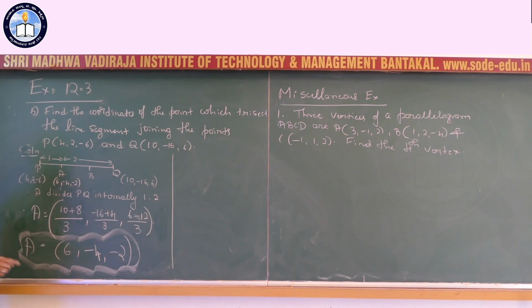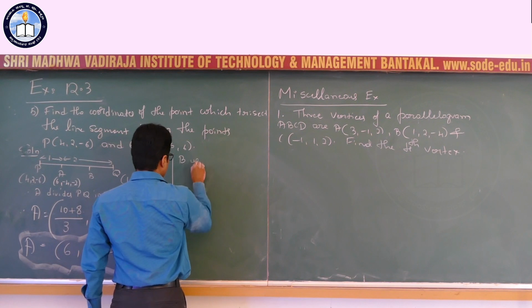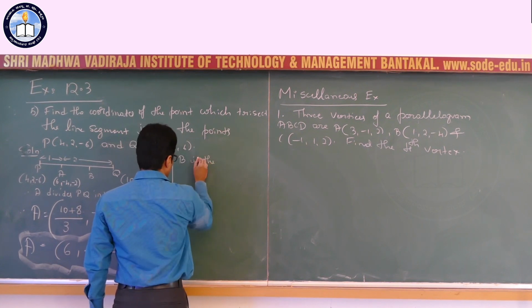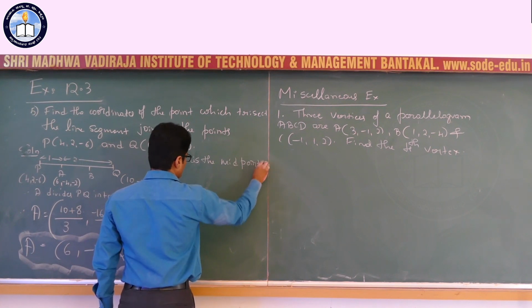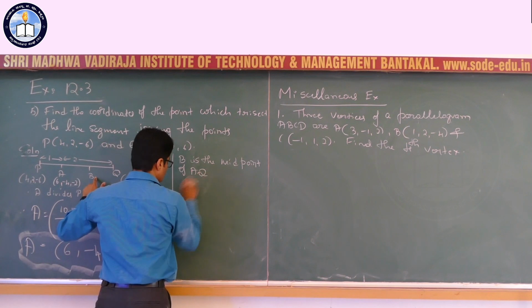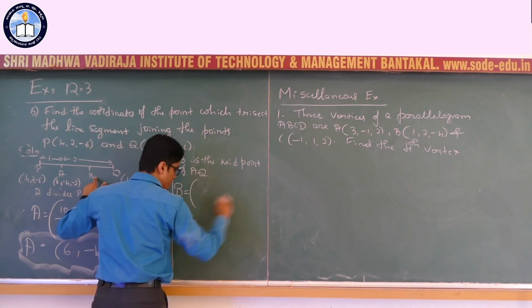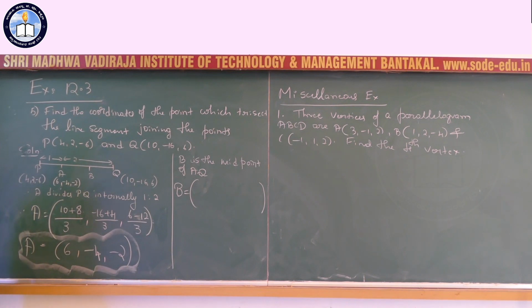To find A, we used the section formula. Now observe B carefully. What is B? B is the midpoint, right? Midpoint. No need to use the section formula again. B is the midpoint of AQ. So can you tell me the coordinates of B using the midpoint formula?